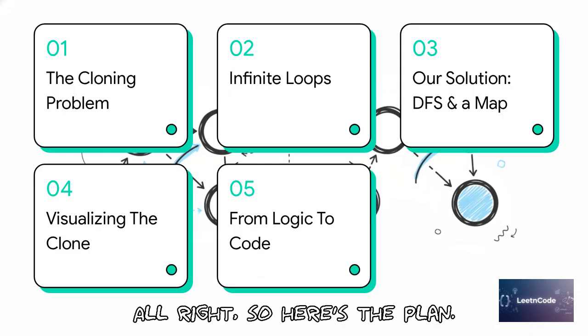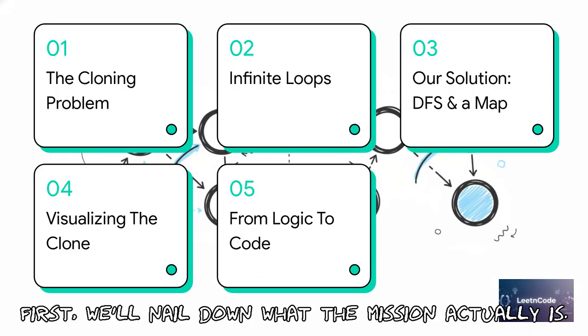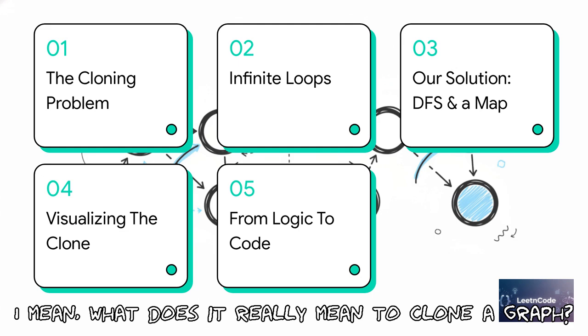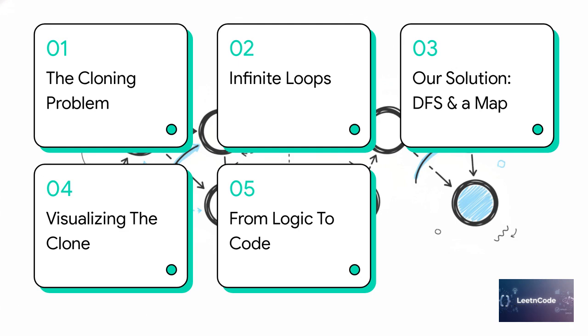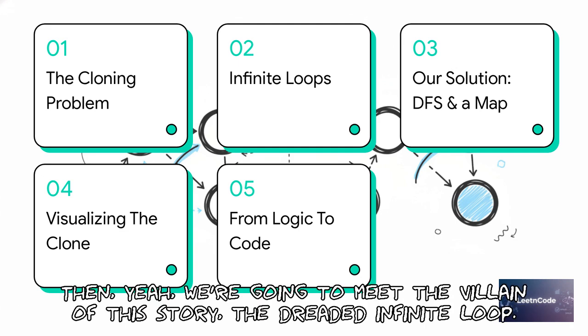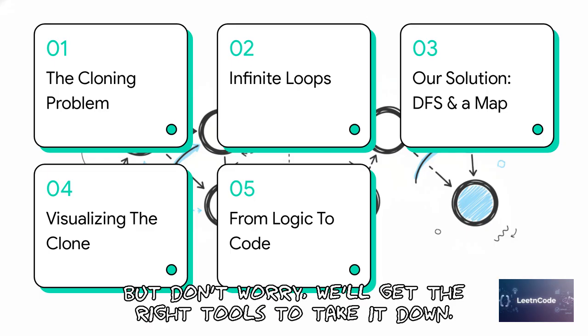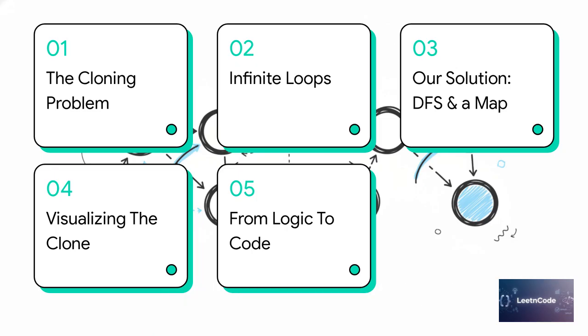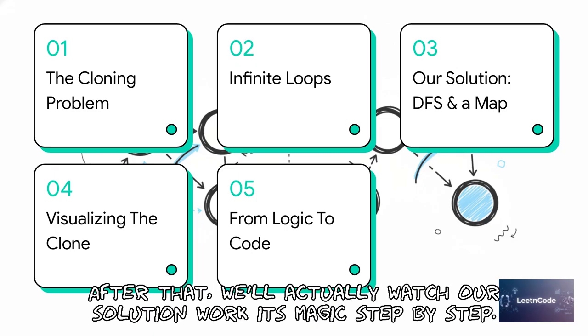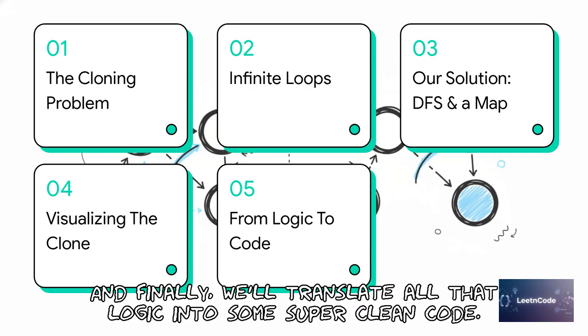All right, so here's the plan. First, we'll nail down what the mission actually is. What does it really mean to clone a graph? Then, we're going to meet the villain of this story, the dreaded infinite loop. But don't worry, we'll get the right tools to take it down. After that, we'll actually watch our solution work its magic step by step. And finally, we'll translate all that logic into some super clean code.